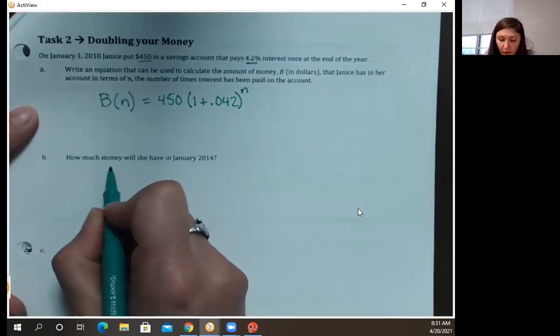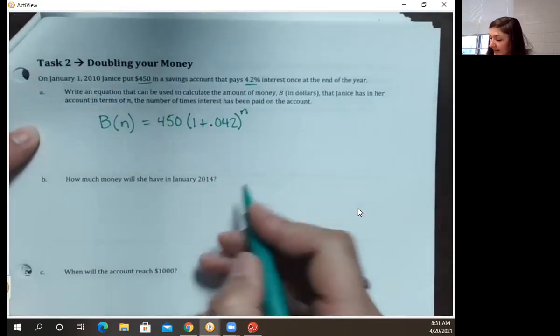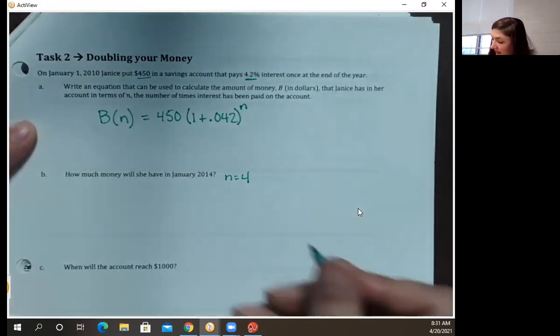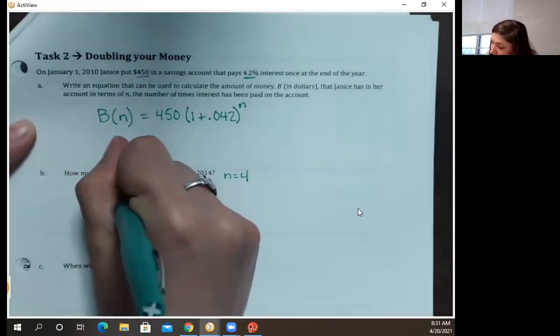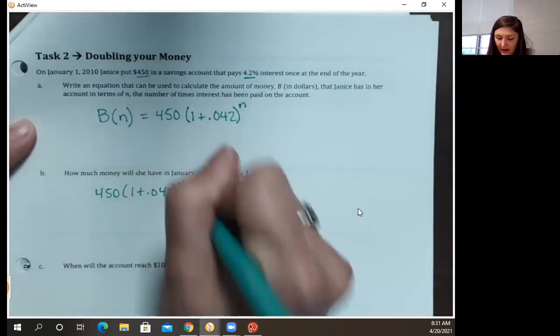So for part B, we want to know how much money will we have in January 2014? Well, we're starting in January 2010, so this is 4 years later. So I'm going to plug in 4 for my exponent. So 450 times 1 plus 0.042 to the 4th power.